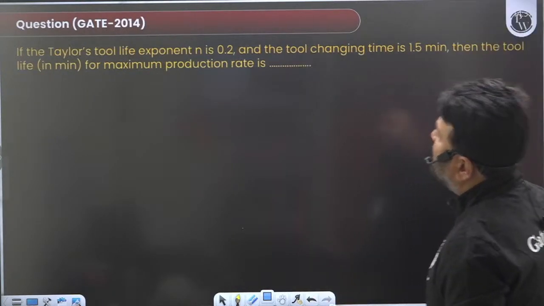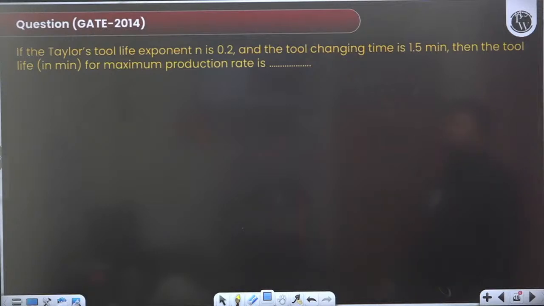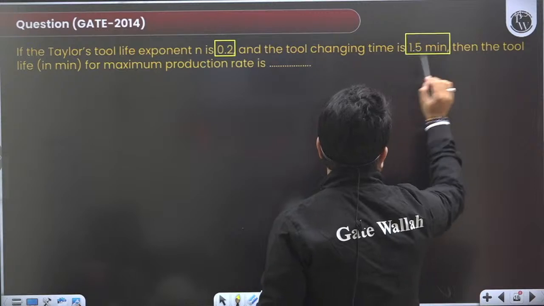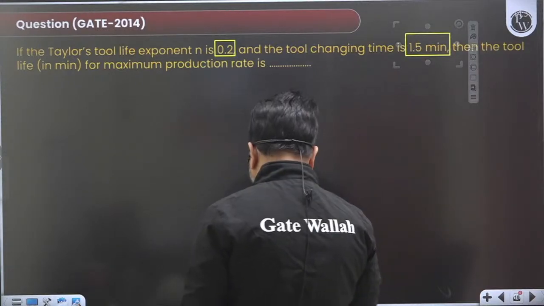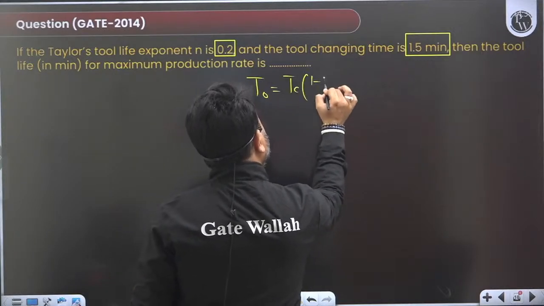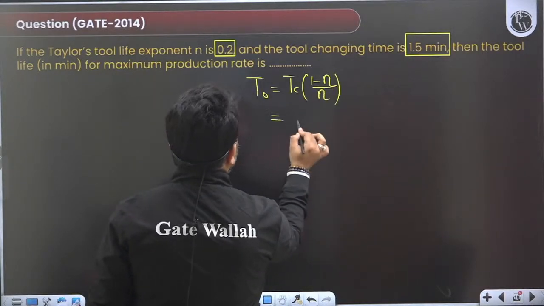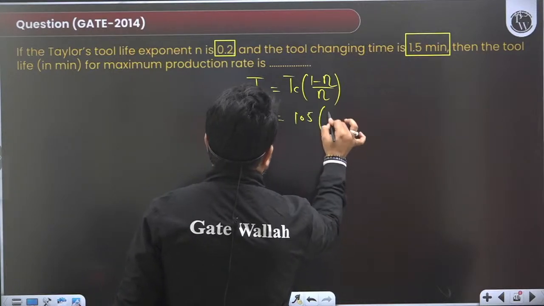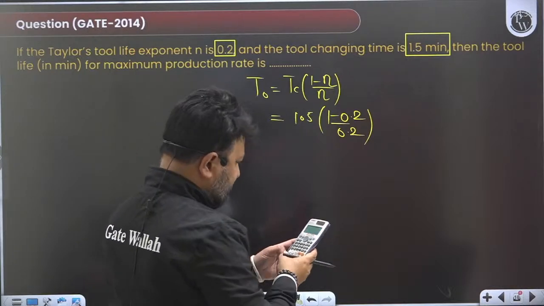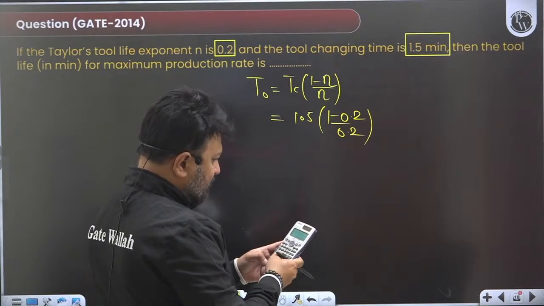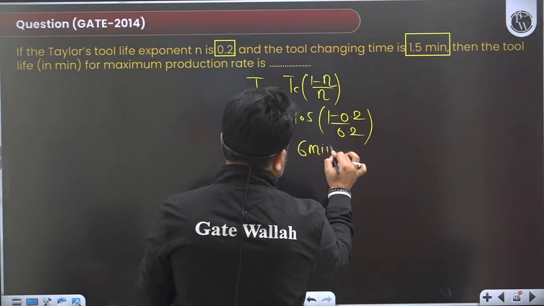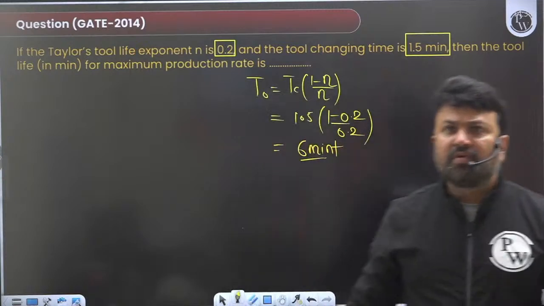Now, if the Taylor's tool life exponent n is 0.2 and the tool changing time is 1.5, then the tool life for maximum productivity is Tc into (1 minus n) by n. Tc is 1.5, 1 minus 0.2 divided by 0.2. 1.5 into 1 minus 0.2, answer divided by 0.2, so 6 minutes. Clear?